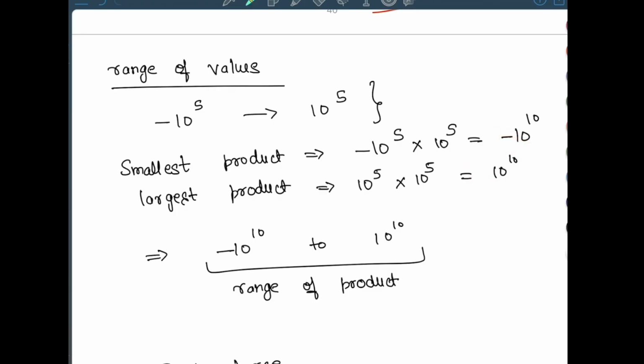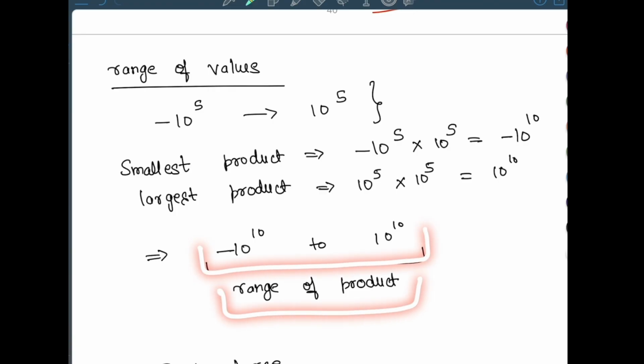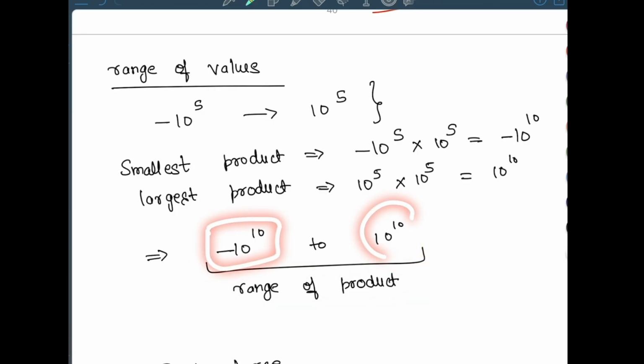Now we need to find the kth smallest product. Our answer would be within this range. These are the range of products we have, -10 to the power 10 to 10 to the power 10. Our answer would be within this range, right?